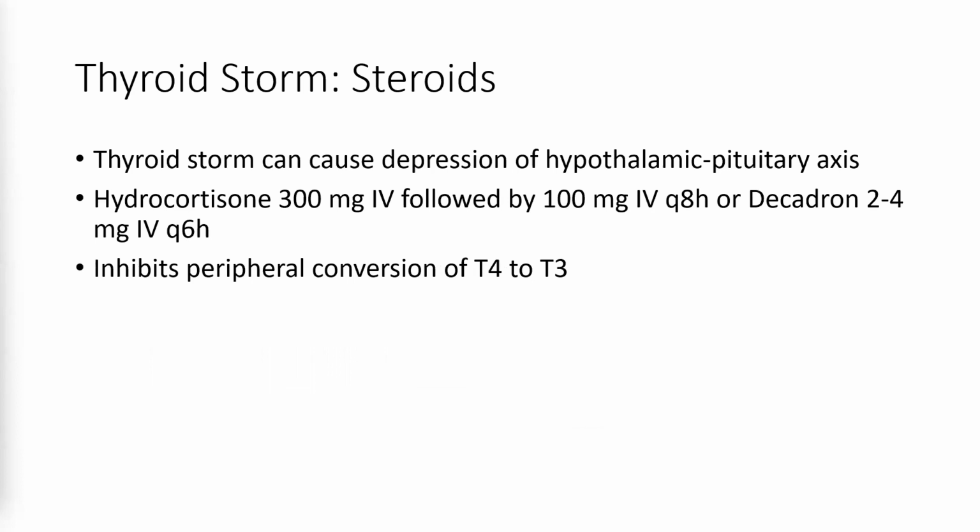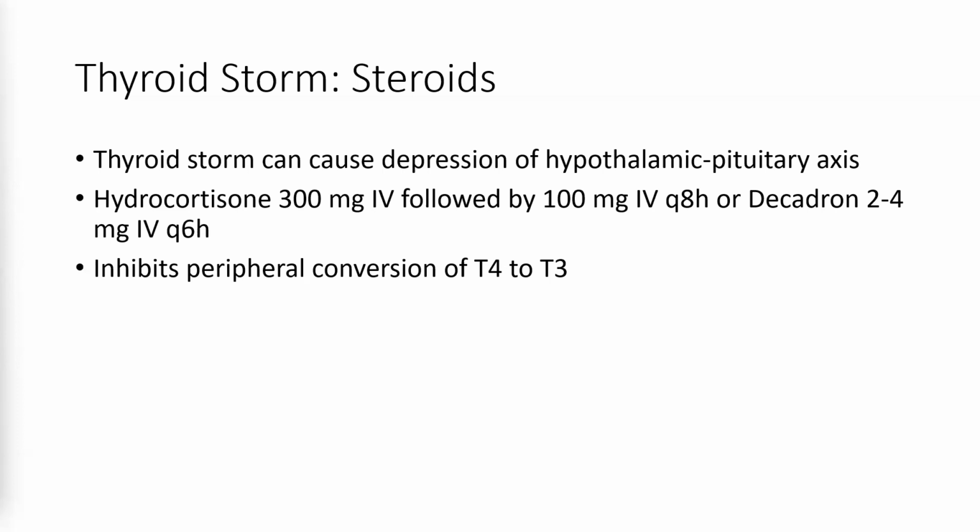The next step here is steroids. So thyroid storm can cause depression at the hypothalamic pituitary axis. So what we talked about earlier, the axis we were looking at. And when you cause depression there, it can lead to adrenal insufficiency, like not having enough hormones being made.